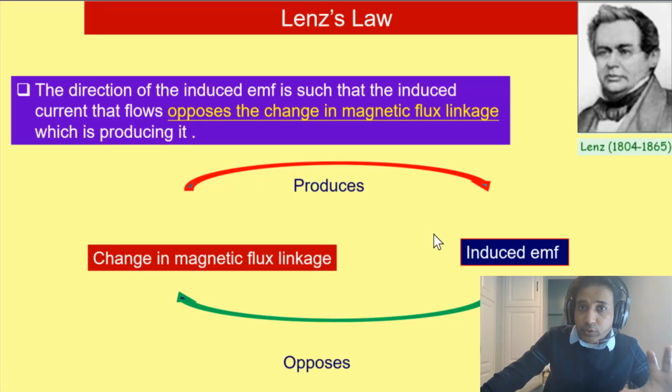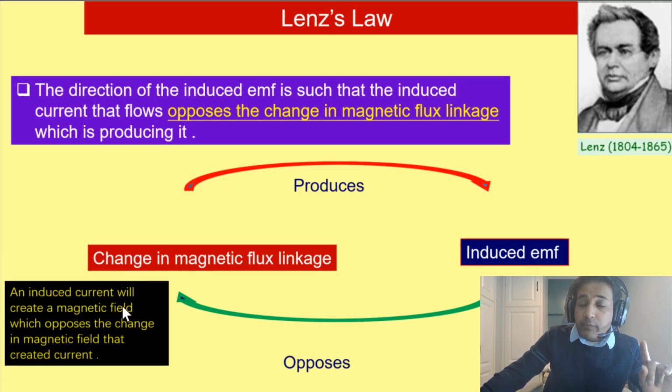So here I will introduce Lenz's law. I have already underlined this one: it opposes the change in magnetic flux linkage. I will also explain that with the help of this one. A change in magnetic flux produces EMF, then the induced EMF opposes the change in magnetic flux. And we will also redefine Lenz's law again here. So this will help them to understand.